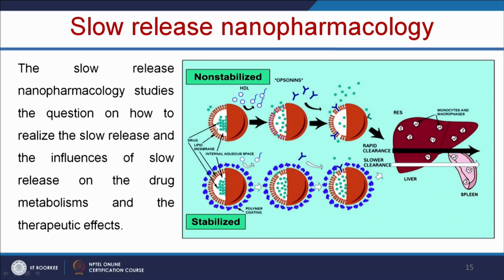You can see here this is a non-stabilized carrier, where the drug is releasing very rapidly. When the drug is released in more concentration, it will be removed by the reticuloendothelial system, that is RES. So, it will be removed by your liver as well as spleen. And in case of a stabilized carrier, your drug will be released very slowly, and you can see here it can slowly release the drug and it can stay in the bloodstream for more time.